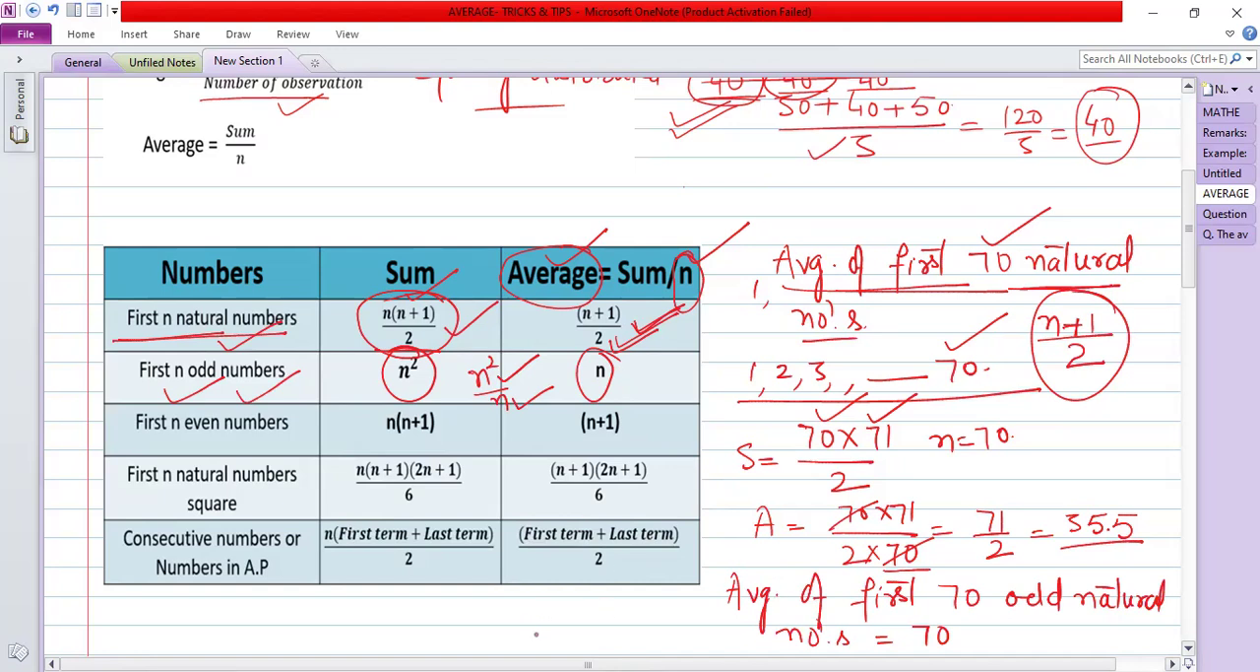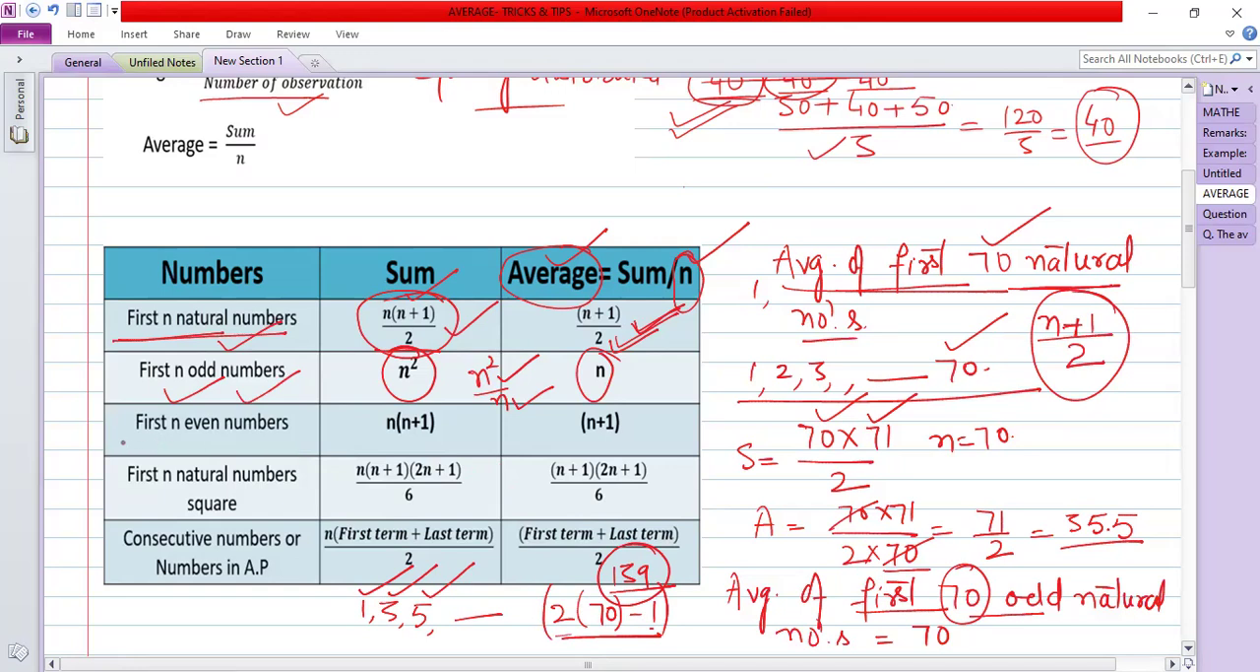Basically, the first 70 odd natural numbers are 1, then 3, then 5, going on. This is the first odd natural number, this is the second, this is the third. The 70th, the last odd natural number here, will be 2 into 70 minus 1. So this will be 140 minus 1, that is 139.